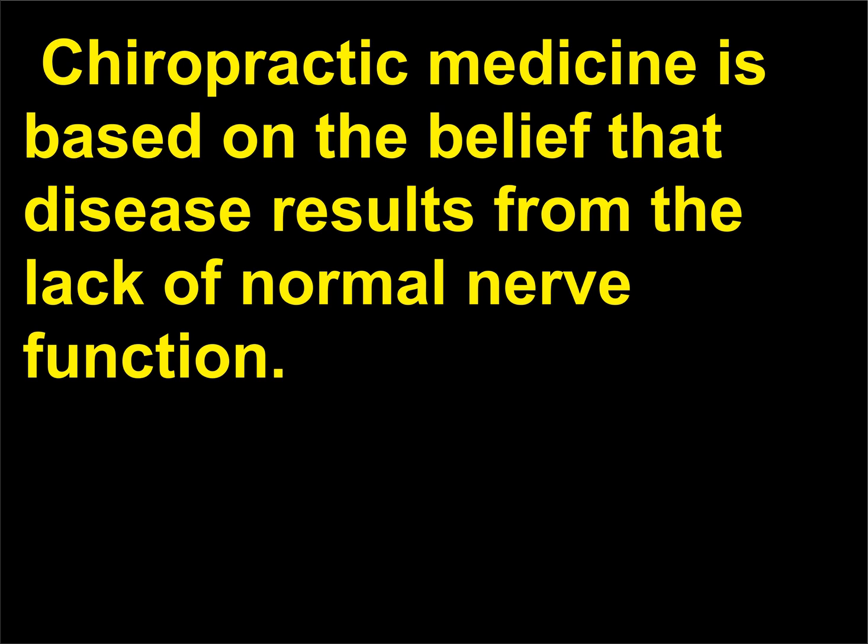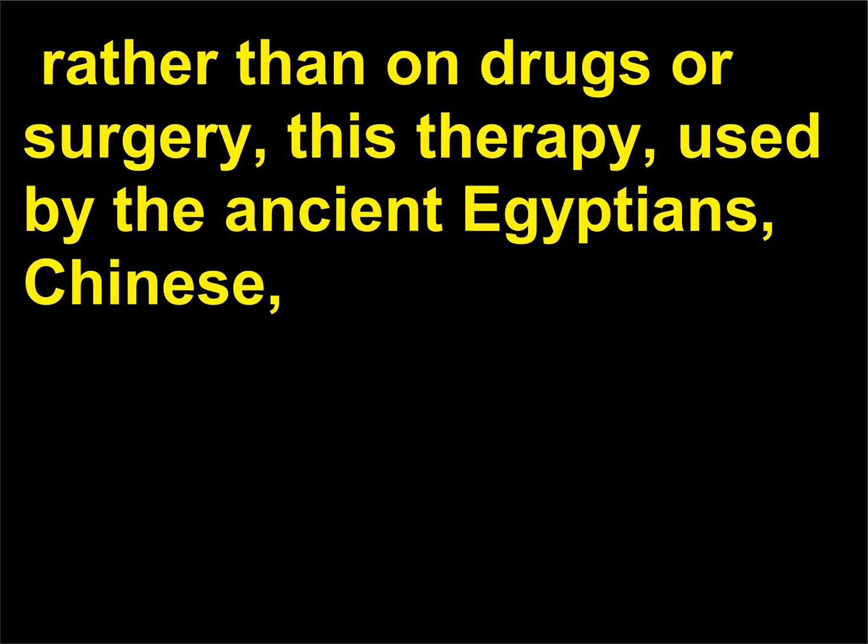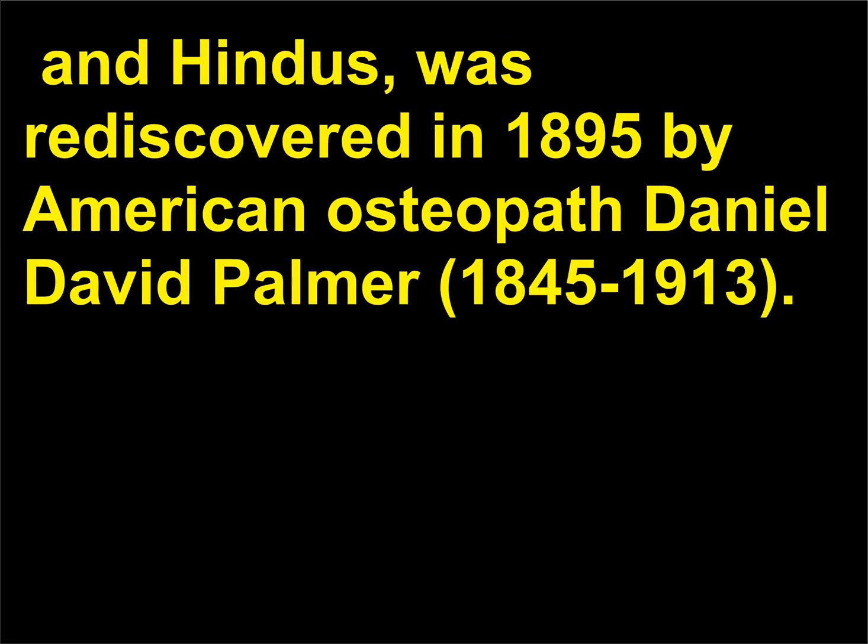Chiropractic medicine is based on the belief that disease results from the lack of normal nerve function. Relying on physical manipulation and adjustment of the spine for therapy, rather than on drugs or surgery, this therapy, used by the ancient Egyptians, Chinese, and Hindus, was rediscovered in 1895 by American osteopath Daniel David Palmer, 1845 to 1913.